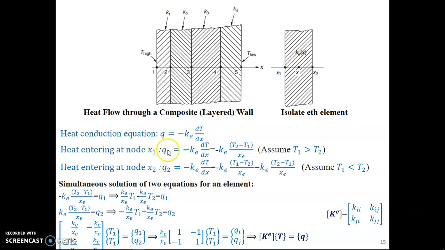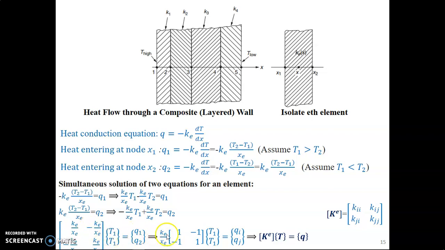So we can express these two equations separately over here. Now T is our field variable. Again we will be separating T1 and T2 in the form of a column vector, and Q1, Q2 are the loads imposed on the system. The loads this time are imposed onto the system in the form of heat flux. So we will be getting this type of equation, Ke by Xe, times T1, T2 equal to Q1, Q2.